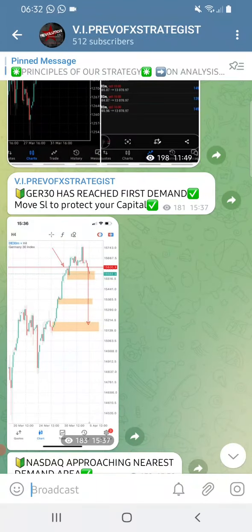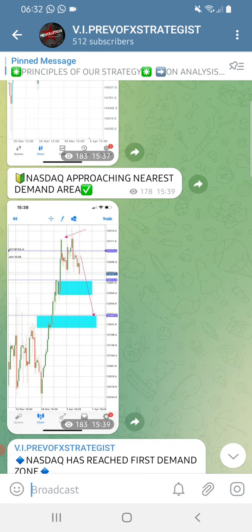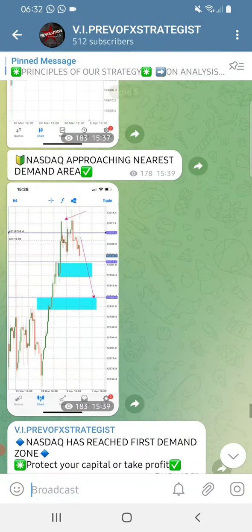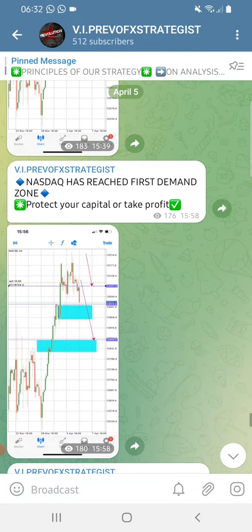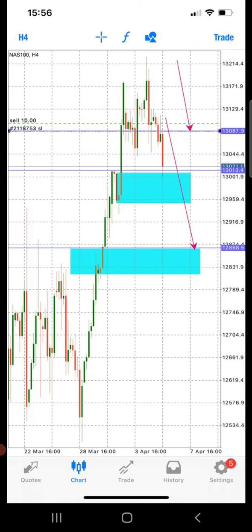Okay, and Nasdaq was approaching the nearest demand area. As you can see here, this is the first demand area for Nasdaq, which is at 13013.4. Okay, so now when Nasdaq reached the first demand zone, we moved our stop loss to break even, as you can see right here from above.